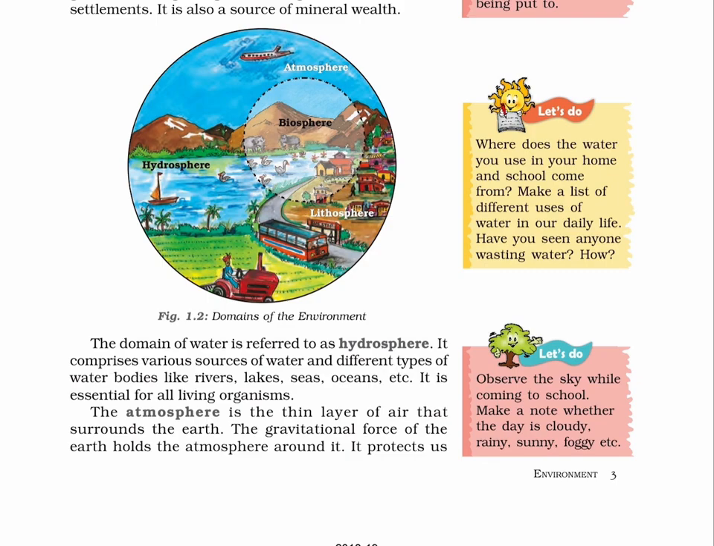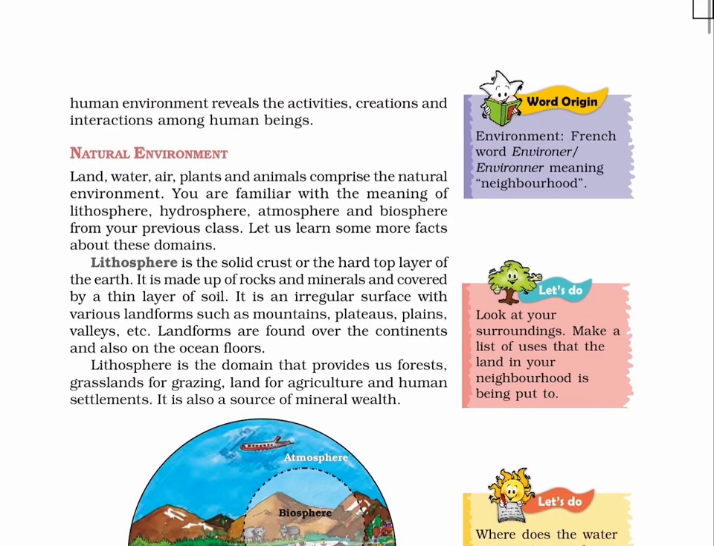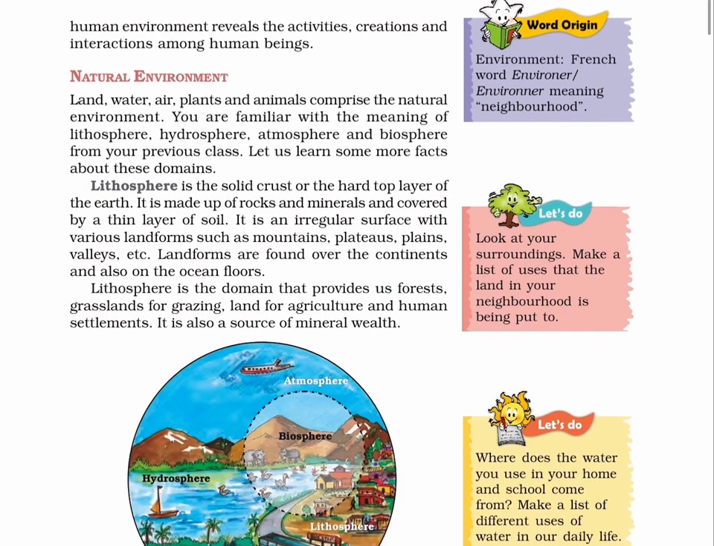Natural environment. Land, water, air, plants and animals comprise the natural environment. You are familiar with the meaning of lithosphere, hydrosphere, atmosphere and biosphere from your previous class. Let us learn some more facts about these domains. Lithosphere is the solid crust or the hard top layer of the earth. It is made up of rocks and minerals and covered by a thin layer of soil.